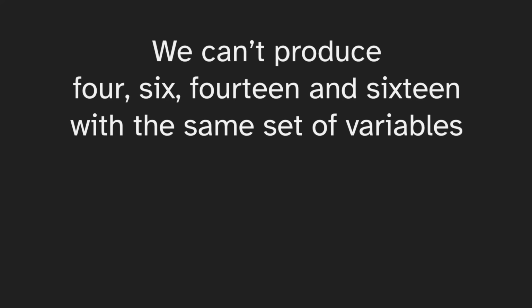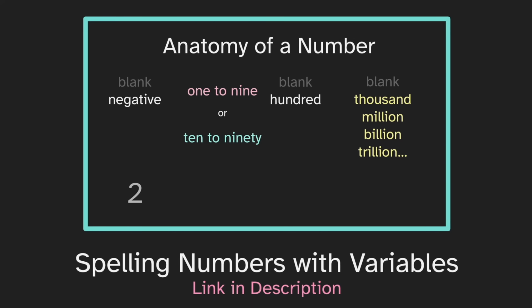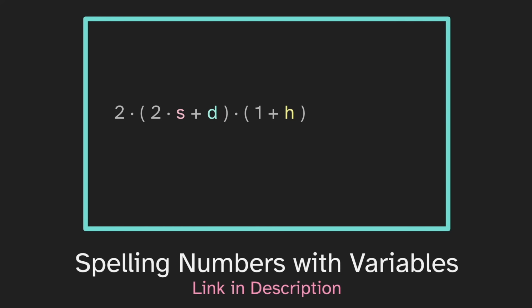And so this leads us to the question, how many different numbers can we produce using one set? And this is a question that I covered in a previous video called Spelling Numbers with Variables, where I found a set that works in English for 547 different numbers. But since then, I've found a set that works for even more. A lot more, in fact.